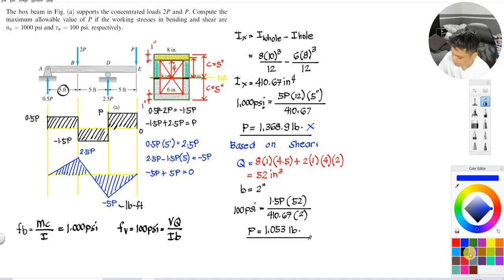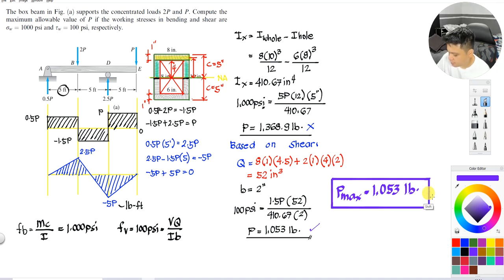Okay. Now, let's try 1053. Sa shear, pasado siya. Okay? Kasi dyan mo siya pinili eh. Sa bending ba, pasado siya? Pasado. Kasi 1053 lang siya, pero ang maximum ng bending, 1368. So, this is now the answer. So, the Pmax would become equal to 1,053 pounds. Okay? So, this is now the answer.